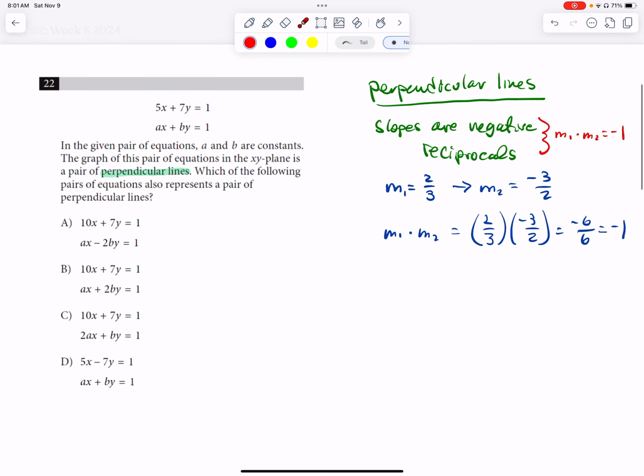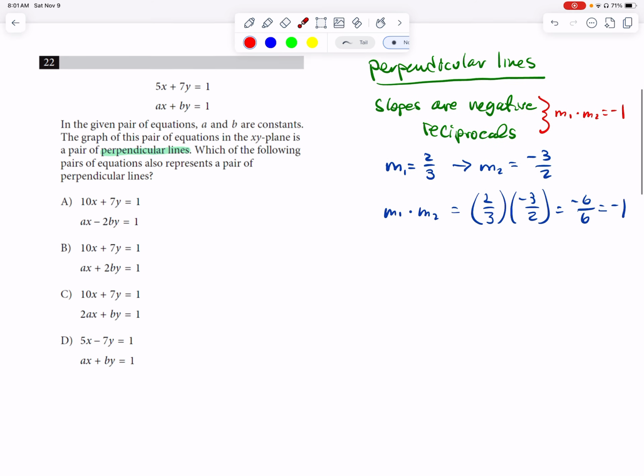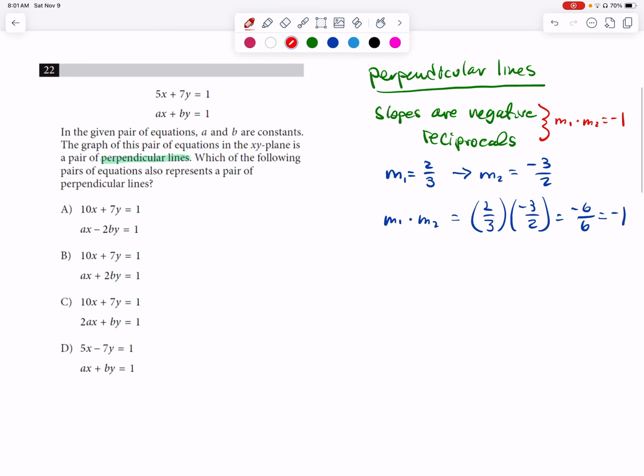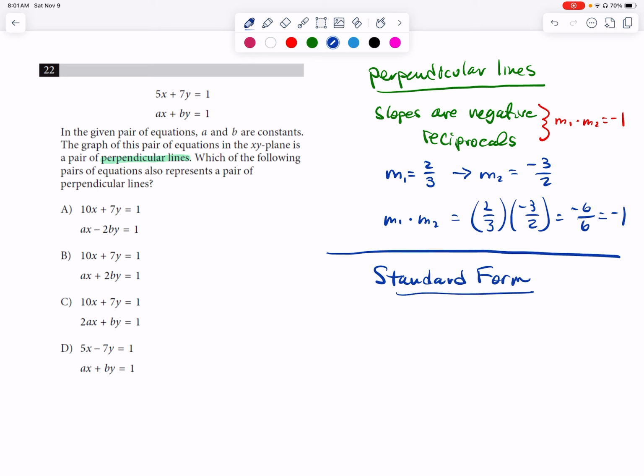Okay, now notice that the equations that we have are in everybody's least favorite form, otherwise known as standard form. So here, standard form looks like this. The reason why standard form is not all that great as far as finding the slope is because there's no indication of what that slope is supposed to be when it's looking like this: ax plus by is equal to c.